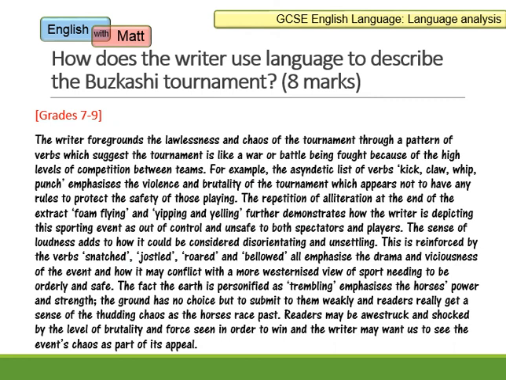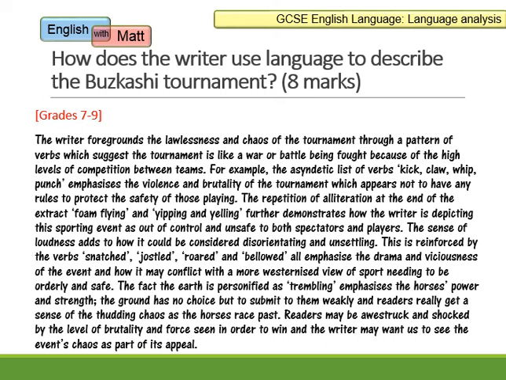The writer foregrounds lawlessness and chaos of the tournament through a pattern of verbs which suggest the tournament is like a war or battle being fought because of the high levels of competition between teams. For example, the asyndetic list of verbs kick, claw, whip, punch emphasises the violence and brutality of the tournament, which appears not to have any rules to protect the safety of those playing.